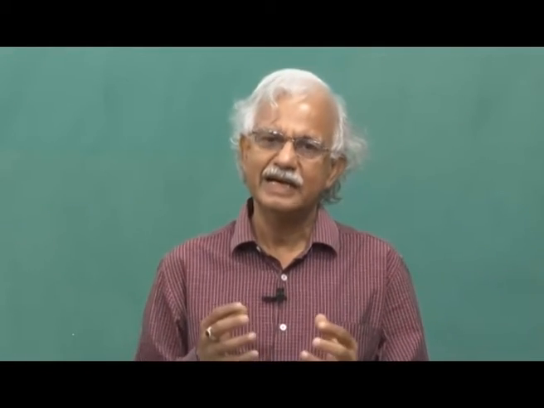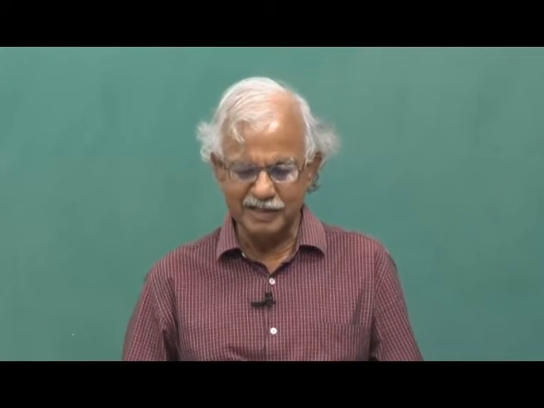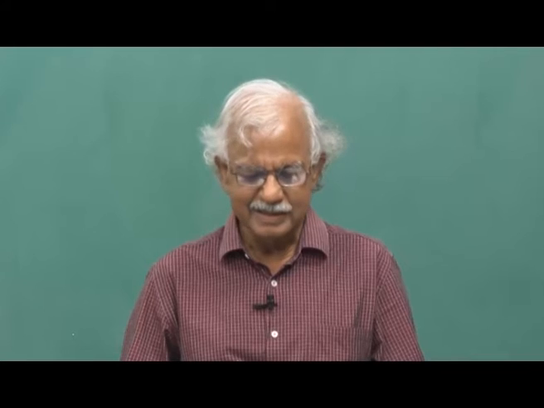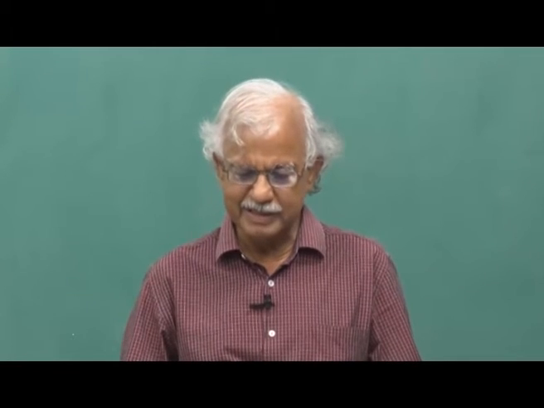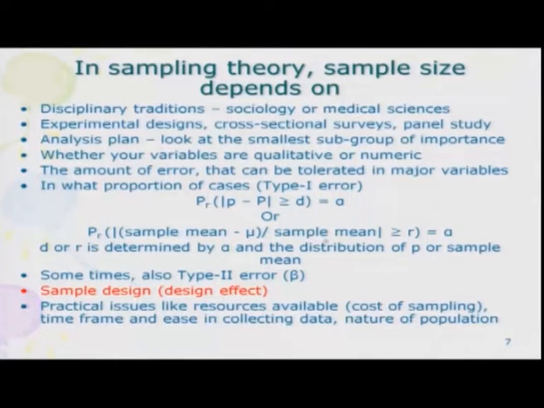How much absolute or relative error? This p minus P is a case of absolute difference; this sample mean minus mu divided by sample mean, or this in the denominator sample mean can be replaced by population mean, is a case of relative error. So, absolute error in the results or relative error in the results exceeds d or r, a fixed number, the probability should be alpha or less. D and R are determined by alpha and the distribution of p or sample mean. Sometimes we also consider type 2 error or beta.